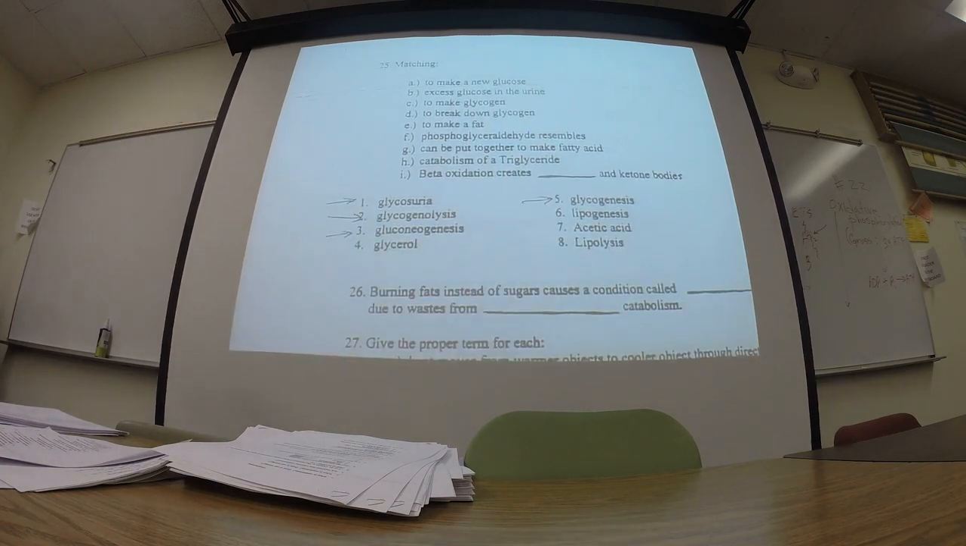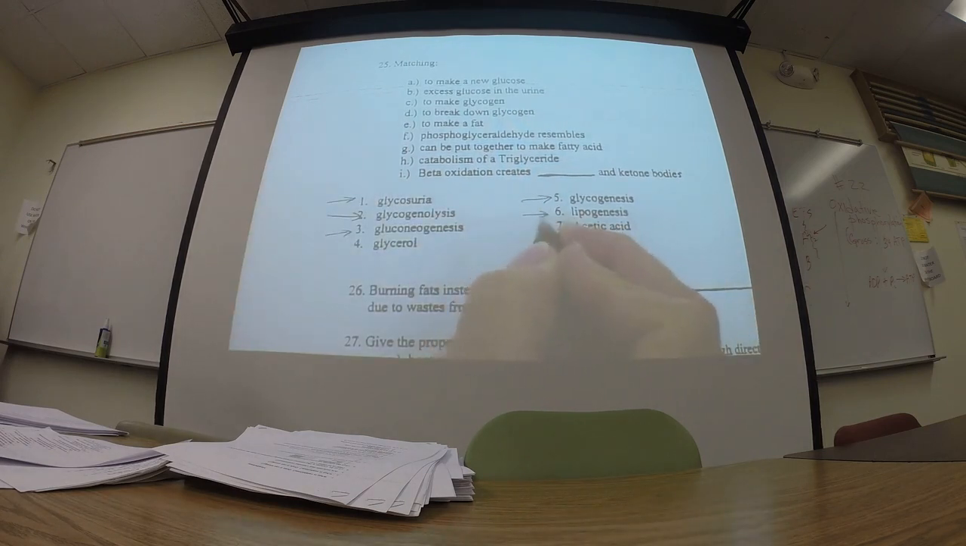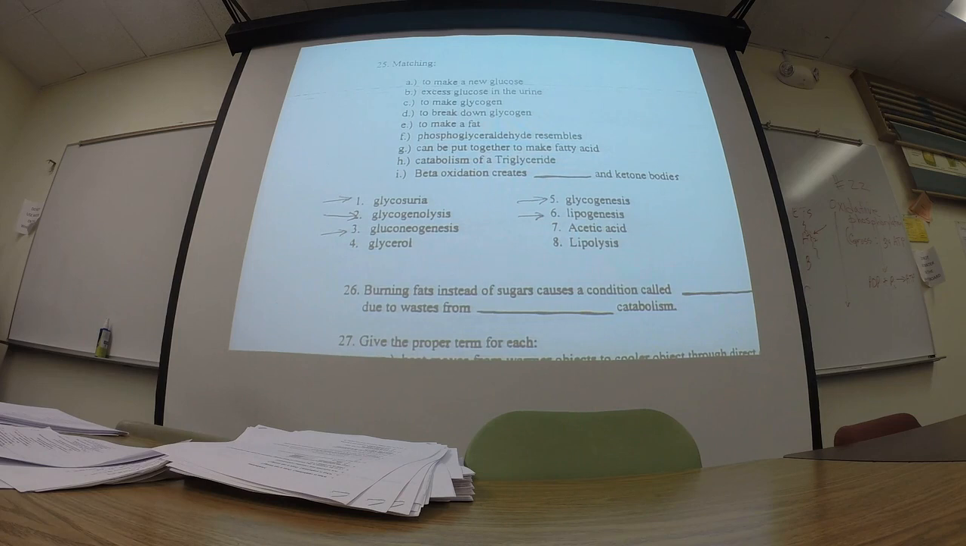What if you are making a fat? Lipogenesis, number 6. Where's the only place you can finally make that fat? In your adipose cells, adipocytes. But if you want to break down fat, you have to mobilize the fat out of your adipocytes and take it to your liver to break it down. And then you can send it out and start using it.